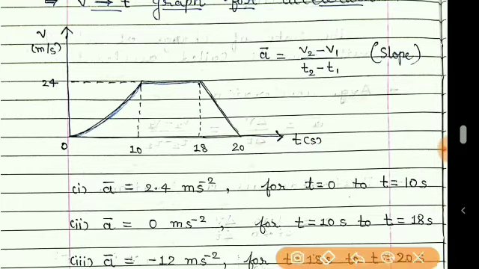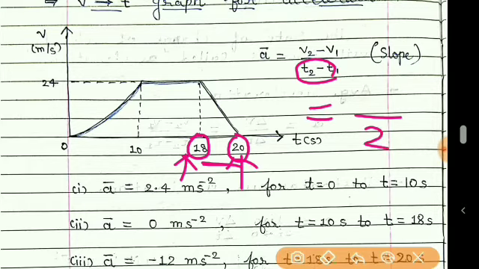Now here from time t equal to 18 seconds to time t equal to 20 seconds, what is the difference of time? Final time is 20, initial is 18, so 20 minus 18 is 2. So here this difference of the time is 2.